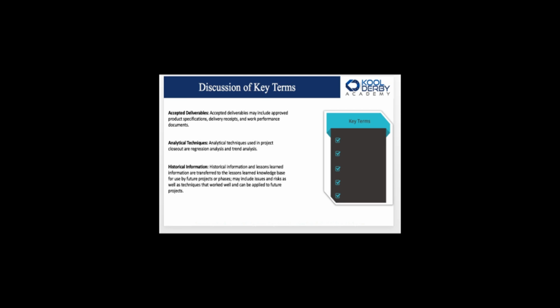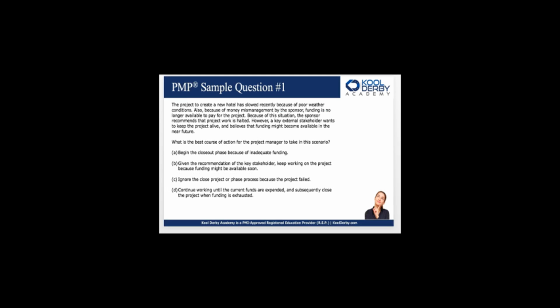Historical information and lessons learned information are transferred to the lessons learned knowledge base for use by future project or phases, and they may include issues and risks as well as techniques that worked well and can be applied for future projects. Historical information is an OPA, an organizational process asset, and it is information that can be transferred so that we can apply it or use it on a different project. We or anyone else in our organization that needs this information or content or whatever it is. Maybe something went well and we want to say, hey, let's repeat that. Or there was a problem or an issue and we don't want to repeat it. That's what this means. Moving on, here's question number one.